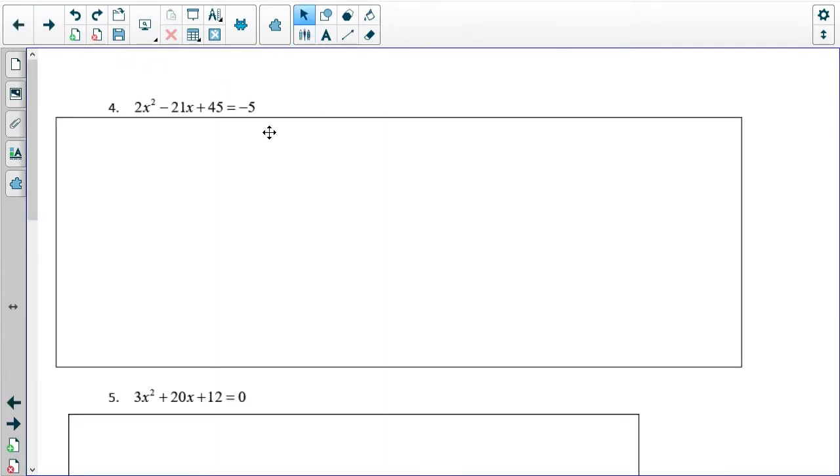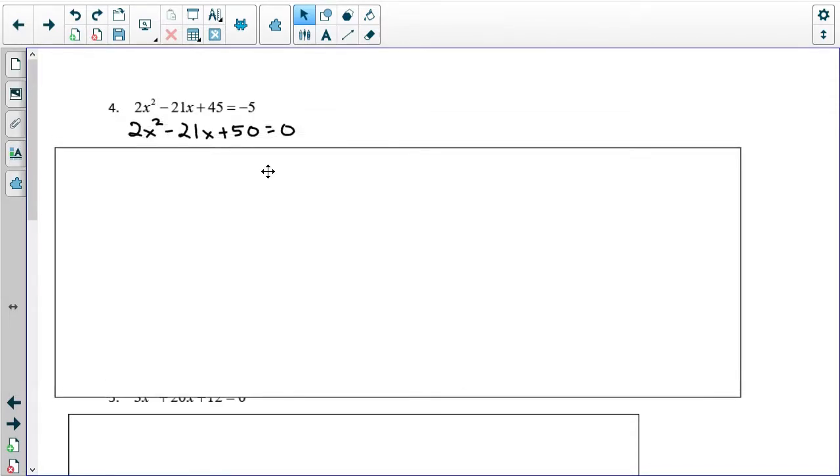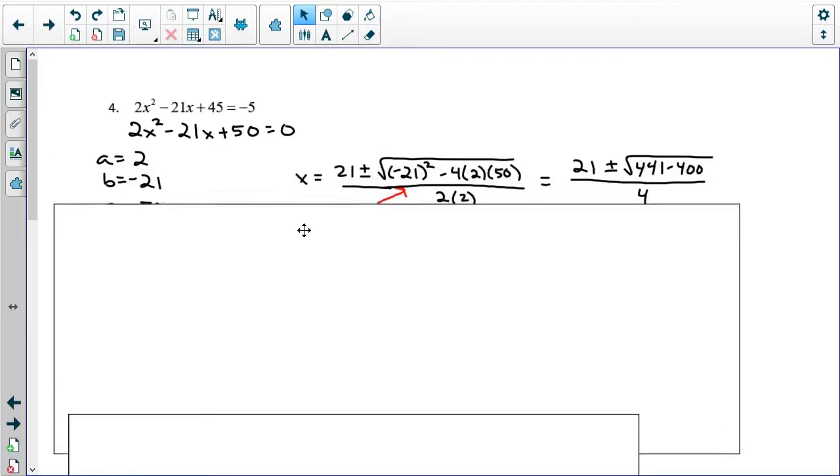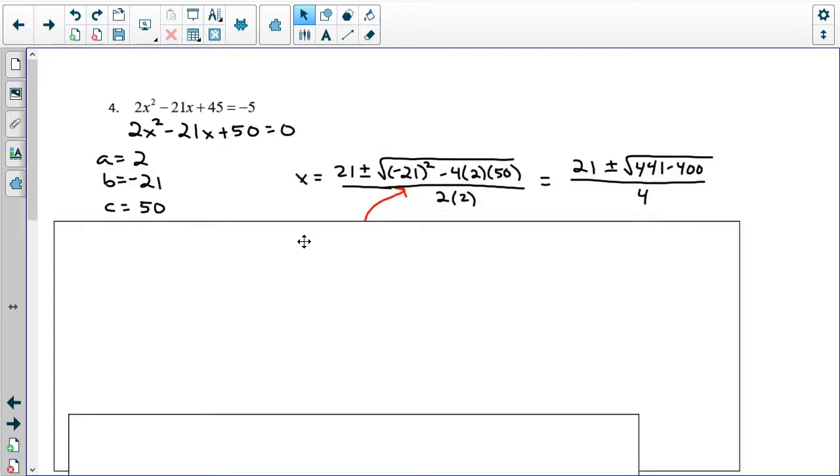Problem 4, if we remember from factoring, we did not get any factoring solutions, but looking at the graph, there were some solutions. So we see 2x squared minus 21x plus 50 equals 0. A is 2, B is -21, and C is 50. So we do a little bit of work here. We get 21 plus or minus the square root of -21 squared minus 4 times 2 times 50, all over 2 times 2.